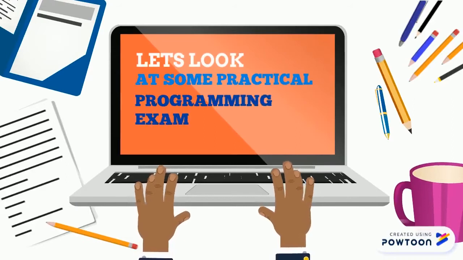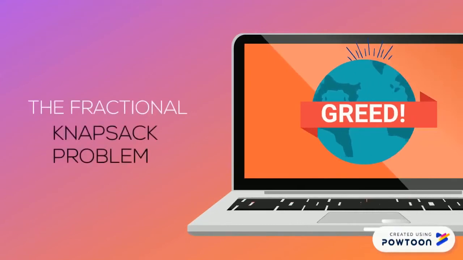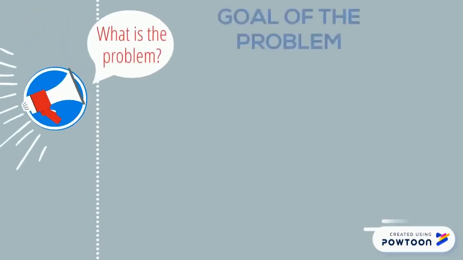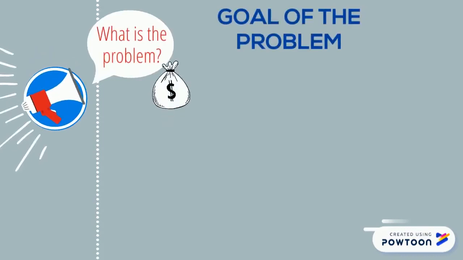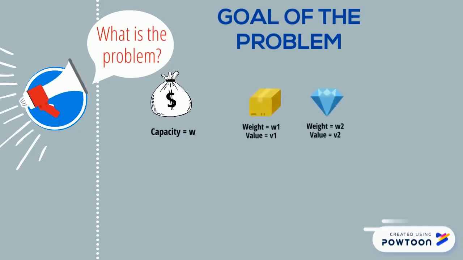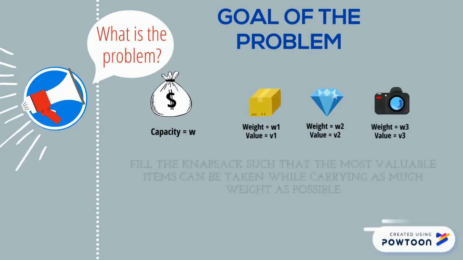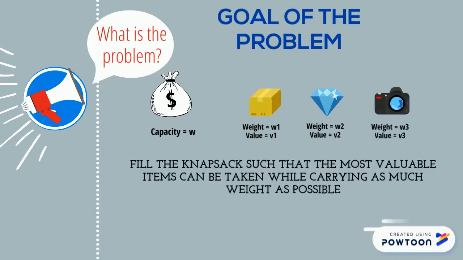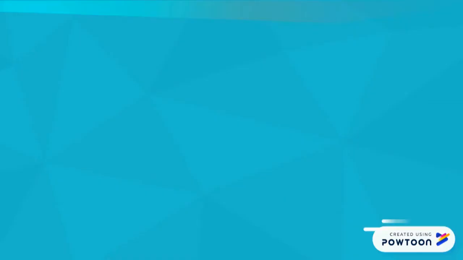Alright, so let's look at some examples. For our example, we will consider the fractional knapsack problem. So what is the fractional knapsack problem? It gives us a scenario where we need to fill a knapsack of a specific capacity as efficiently as possible with three given items of three different weights and values. Our goal is to make sure that the most valuable item can be taken while carrying as much weight as possible. So, let's consider a specific example.